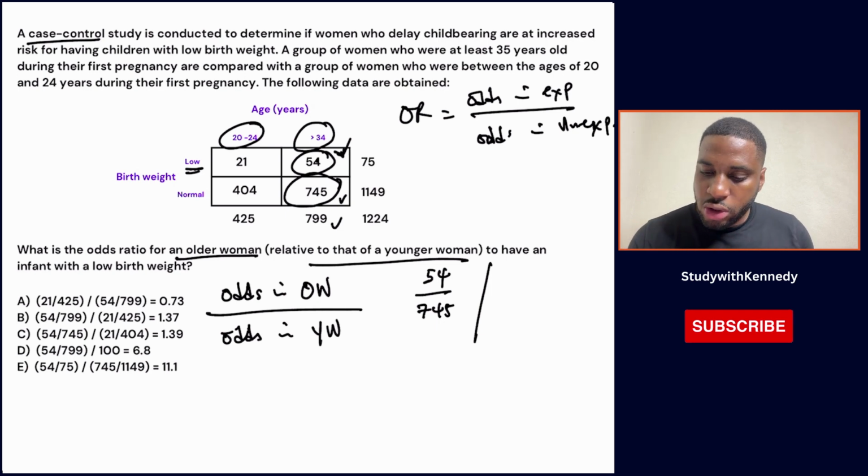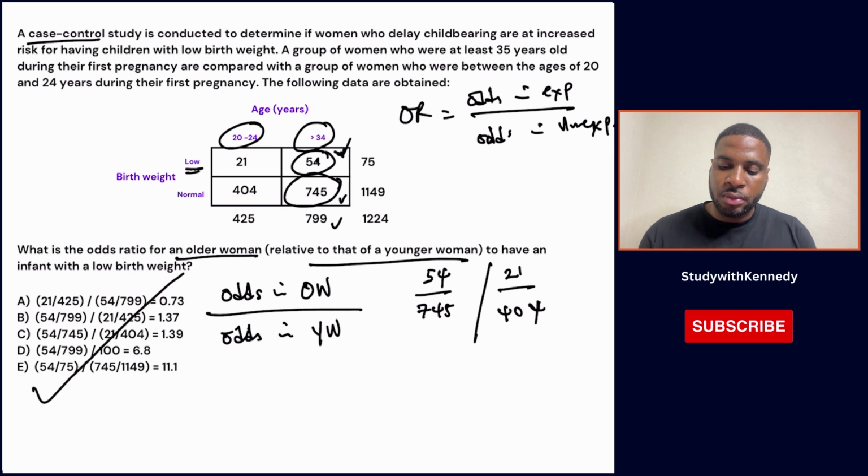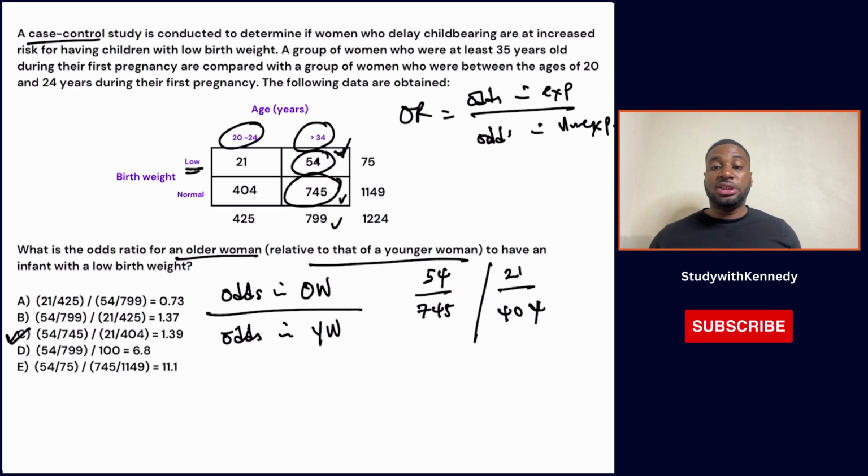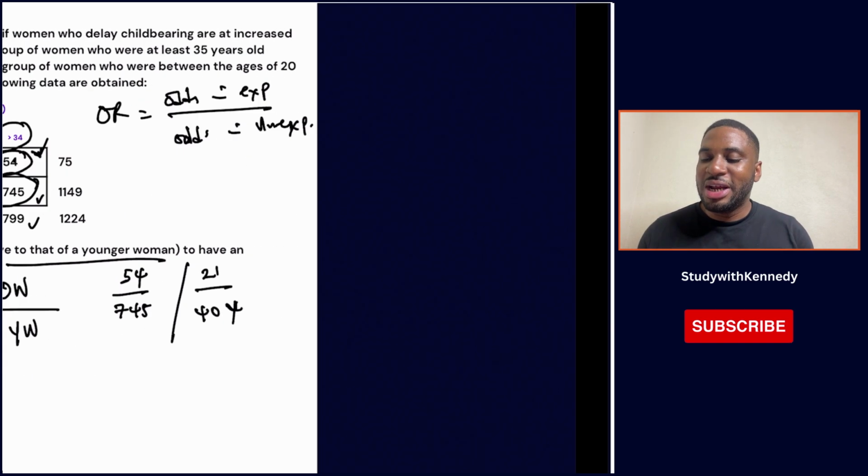And then for the young women, we are going to have 21 over 404, right? That is it. In this case, they don't really want us to calculate or do anything interesting, so we just go and look for our answer. 54 over 745 over 21 over 404, and option C is going to be correct. Pretty simple, right? I hope you agree with me.